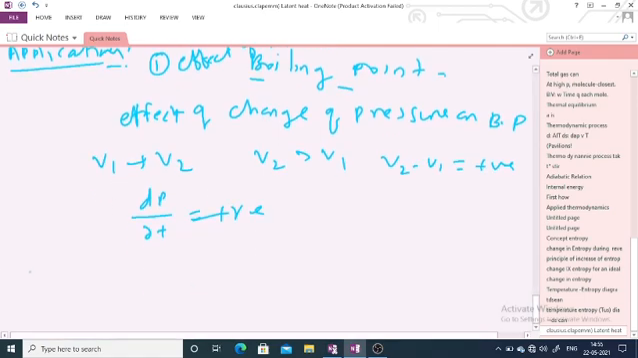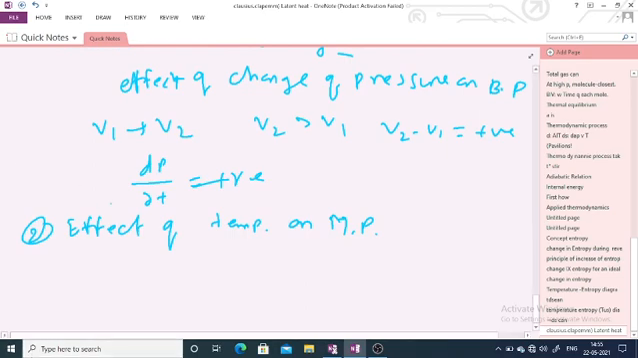Second application, similarly, effect of pressure on melting point. Here a solid must be converted into the liquid state. That is called the melting point.